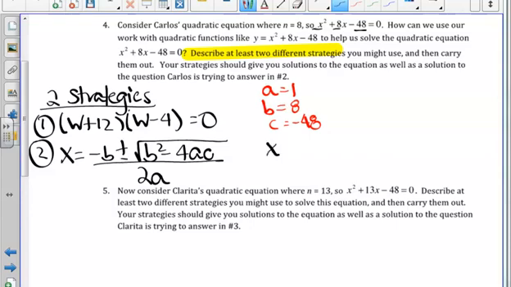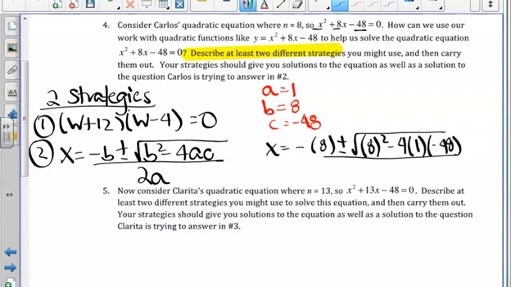We're going to plug this into the quadratic formula. Negative b, plus or minus, the square root of 8 squared minus 4 times 1 times -48, divided by 2 times 1. If we simplify this, we will see that we get -8 plus or minus, under the square root, we are going to get 64 plus 192. Therefore, that is the square root of 256 divided by 2.